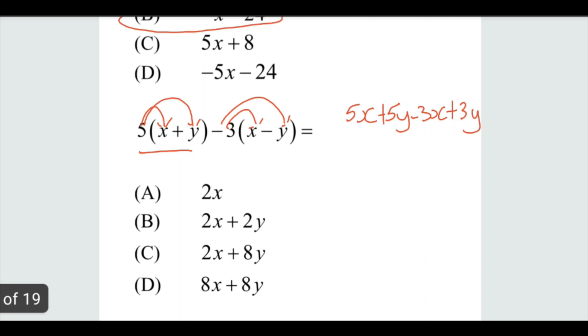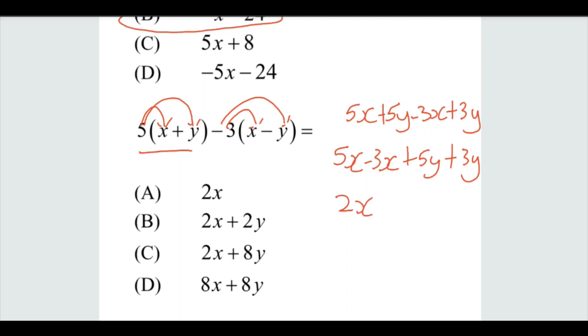And then you group the like terms. So we'll have 5x subtract 3x plus 5y plus 3y. If you don't know about grouping like terms, please go and check out the other video that I did. So 5x minus 3x will give you 2x, plus 5y plus 3y, 8y. So this is 2x plus 8y, which is C.